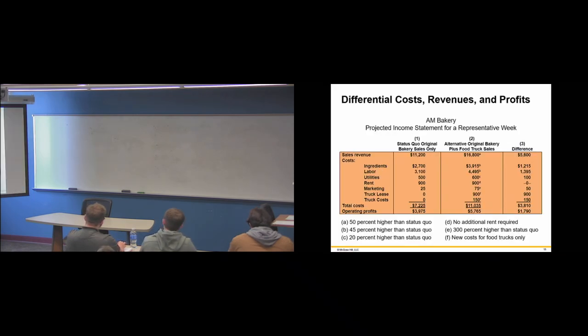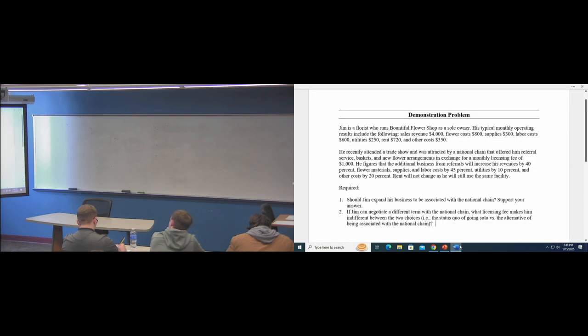Right, so we had the status quo, we had an alternative, and then we had the difference. We want the exact same thing for Jim's florist. We want a status quo column, an alternative, and a difference column. Our revenues and costs obviously aren't identical, because we're talking about baked goods there and Jim's selling flowers, so we have a little difference in the cost classifications or names, right? But we are going to basically prepare an income statement, and we're going to show the differential revenues and expenses.